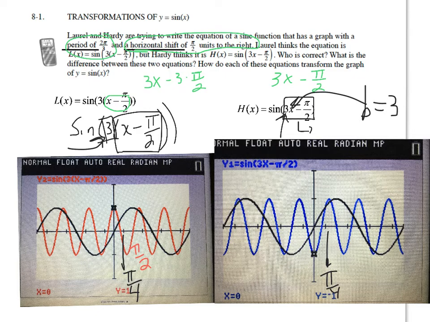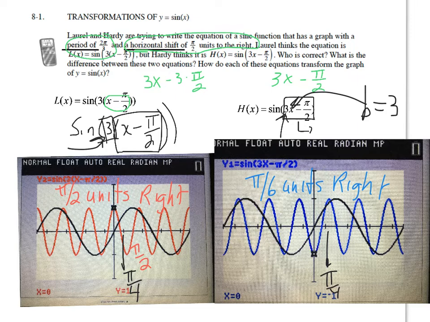In the other graph, this has only been shifted over a little bit less than pi over 4. And so that amount actually is about pi over 6. So this has a shift of actually pi over 6 units right. And the first graph has a shift of pi over 2 units right.